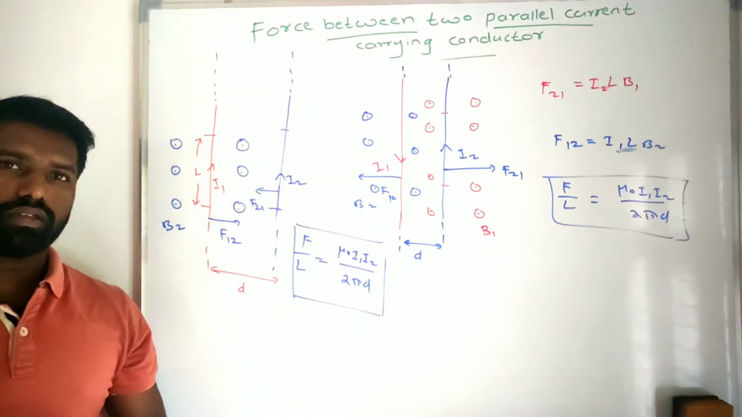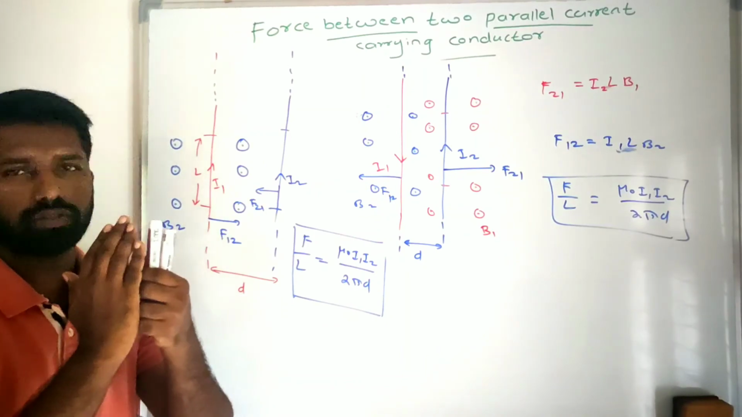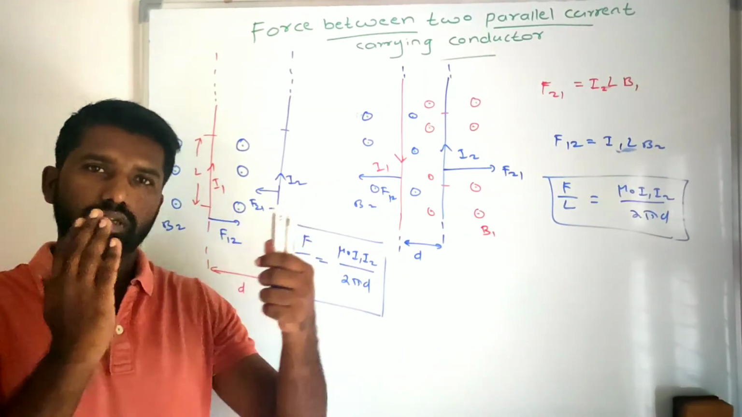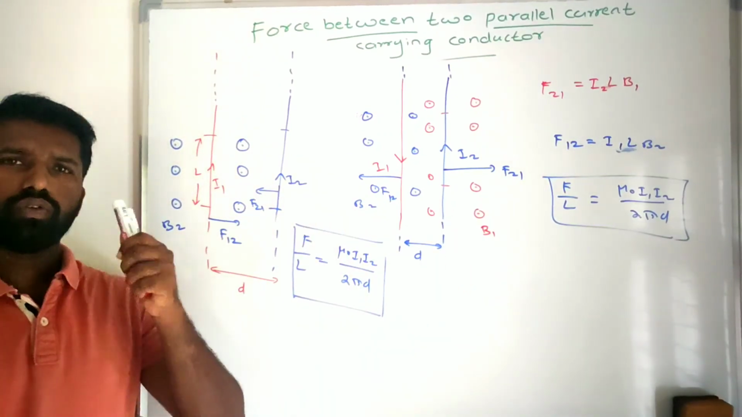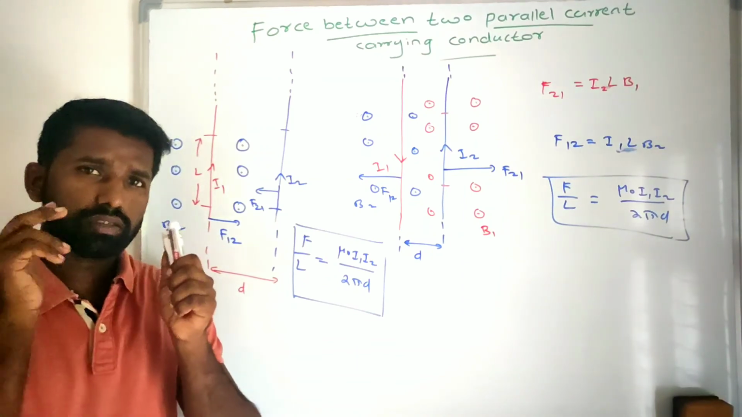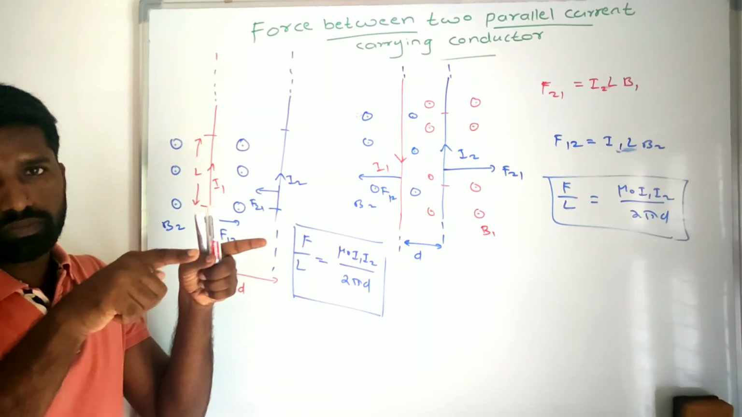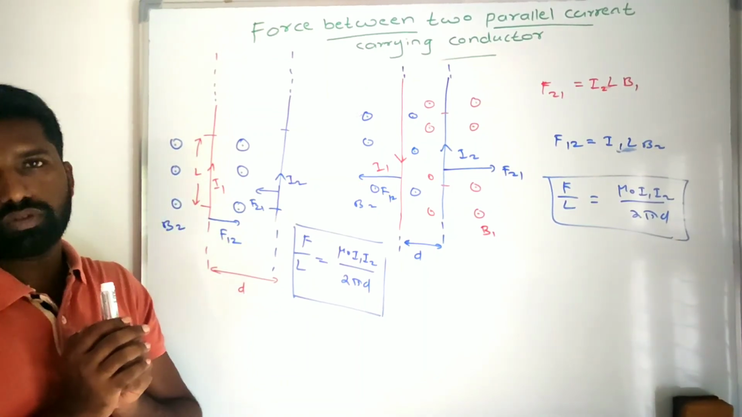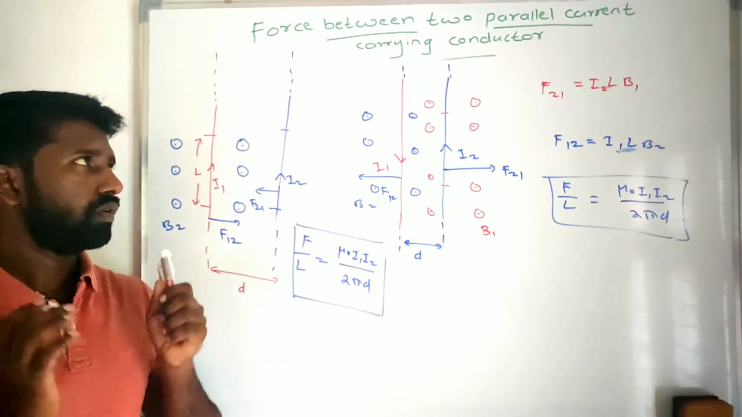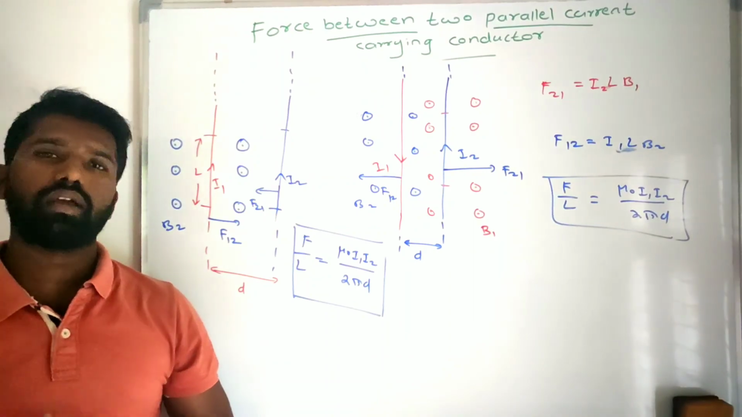So when the current is going in the same direction, the current carrying conductors attract. When the current is going in the opposite direction, current carrying conductors repel. Due to this phenomenon, to avoid this force, the electric lines have to be placed some distance apart. Okay, this is about the force between two parallel current carrying conductors.